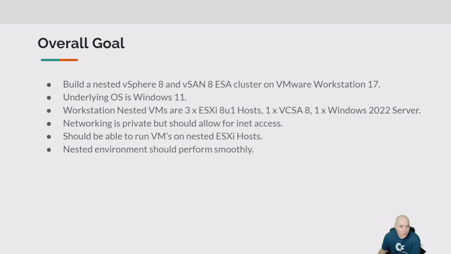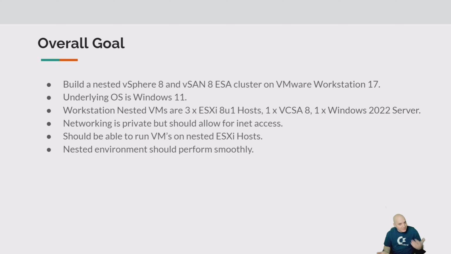Okay, so overall goal. My overall goal is to build a nested vSphere 8, VSAN 8 ESA cluster on Workstation 17. Now, VSAN ESA is VMware's new technology, right? You can consider it like the enhanced or the extreme style performance. It's a very robust, performant version. Now, you might hear folks call OSA, original storage architecture, right? And that's the old vSAN that we've known and loved for many generations. It's still around and out there. This one is just enhanced.